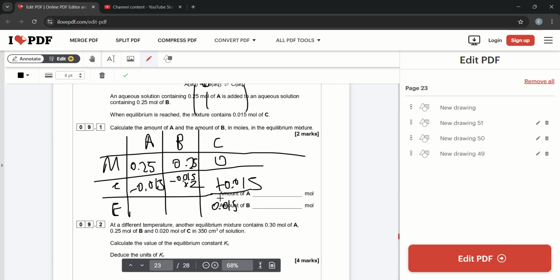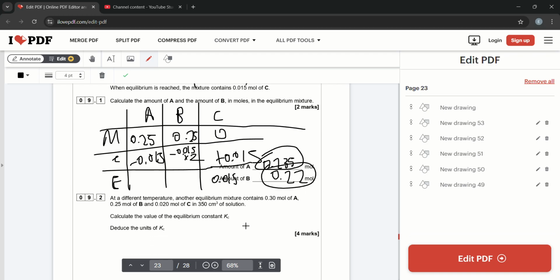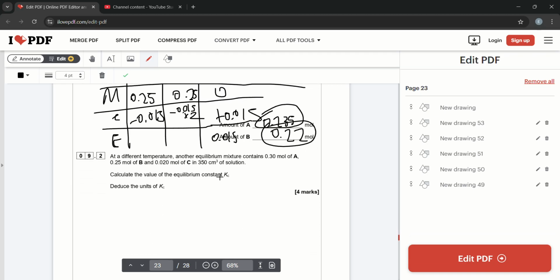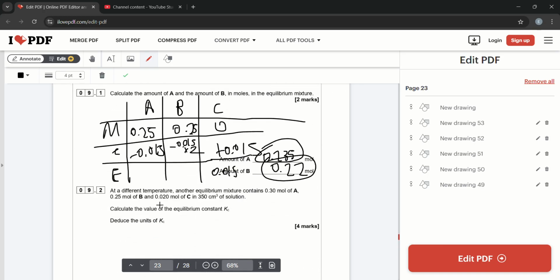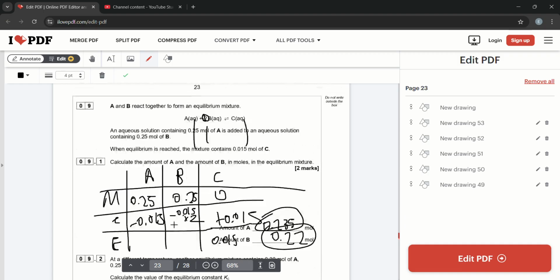So we get 0.235 for A and 0.22 for B. 0.235 moles for A, 0.22 moles for B. At a different temperature, 9.2, another equilibrium mixture contains this many moles of A, B and C, but this is the equilibrium moles, in this much volume of solution. Calculate the value of the equilibrium constant Kc.